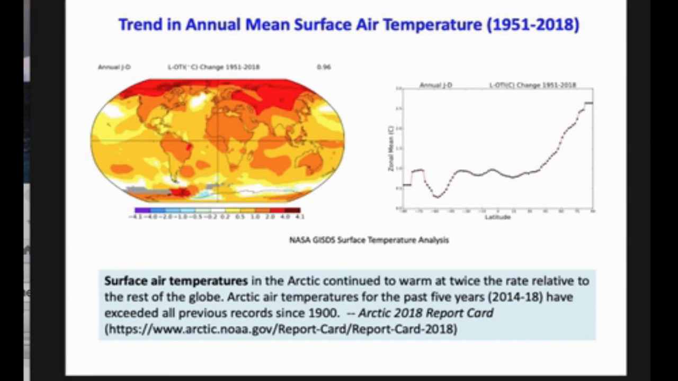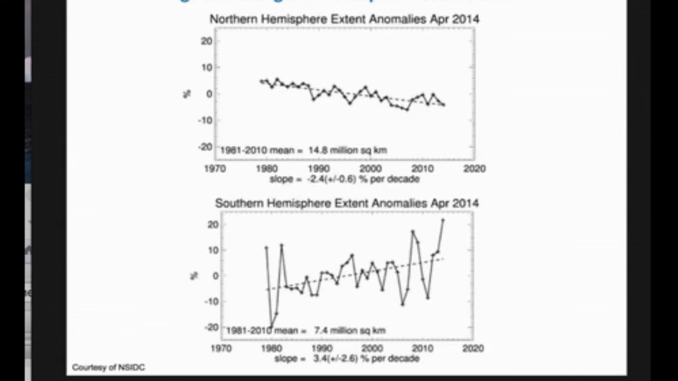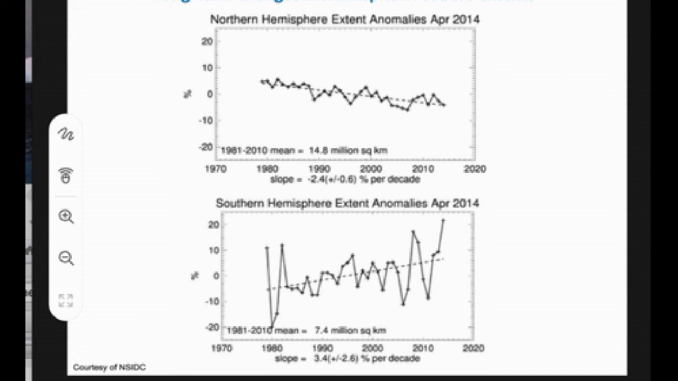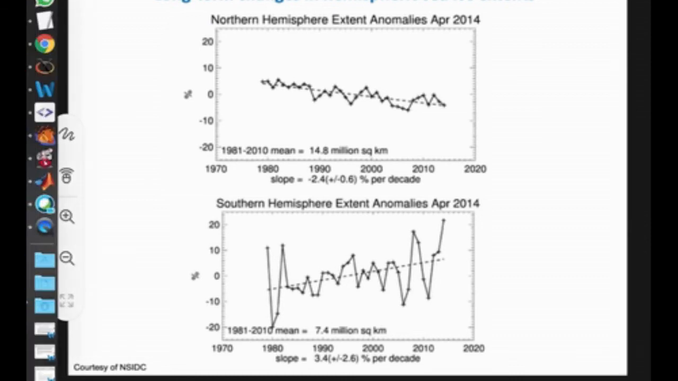The next thing we see is in the sea ice. That's the temperature, which reflects the second inconsistent polar response to global warming. The more inconsistencies come in the sea ice. The sea ice total extent in the Arctic decreases dramatically, which makes it its own climate change icon for society. But in the Antarctica, sea ice extent over the satellite period is increasing.